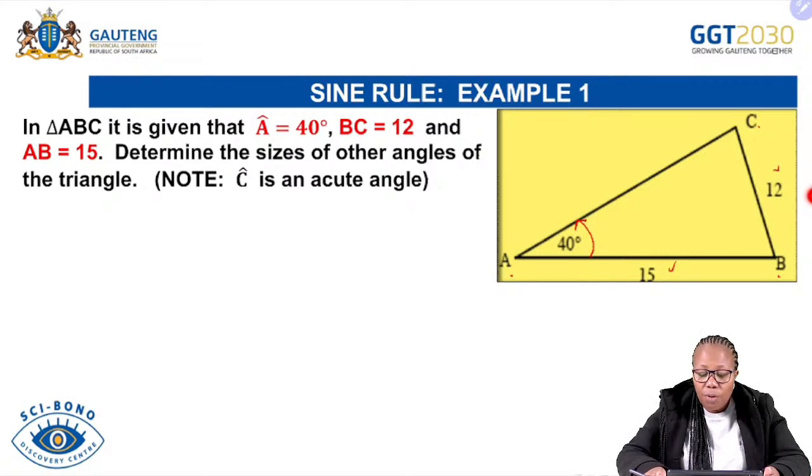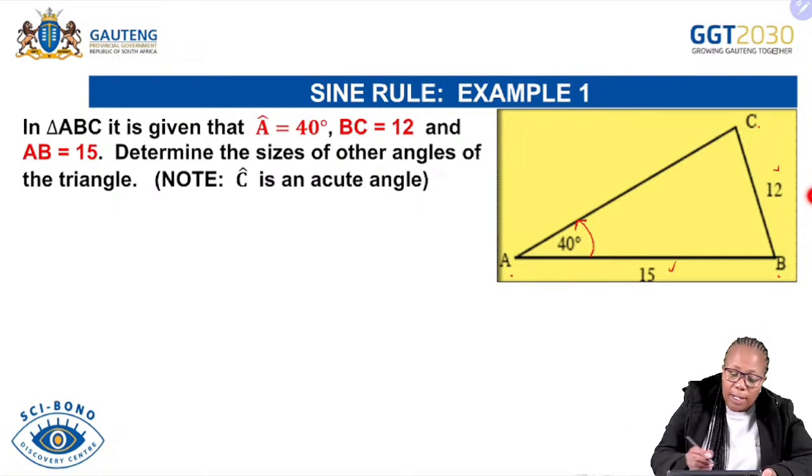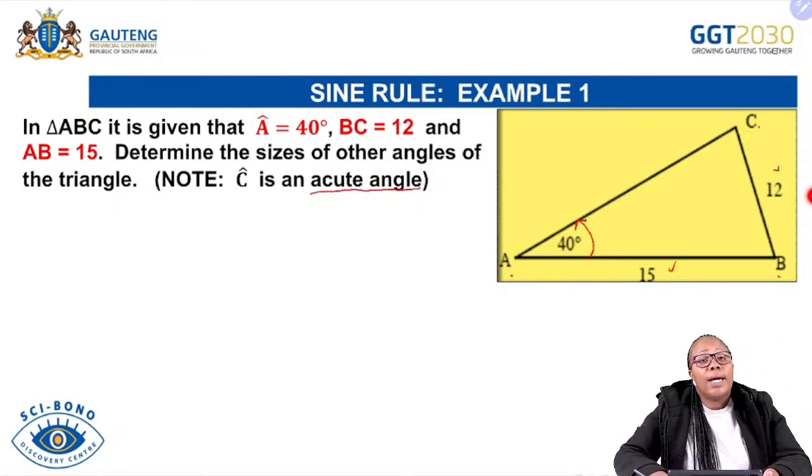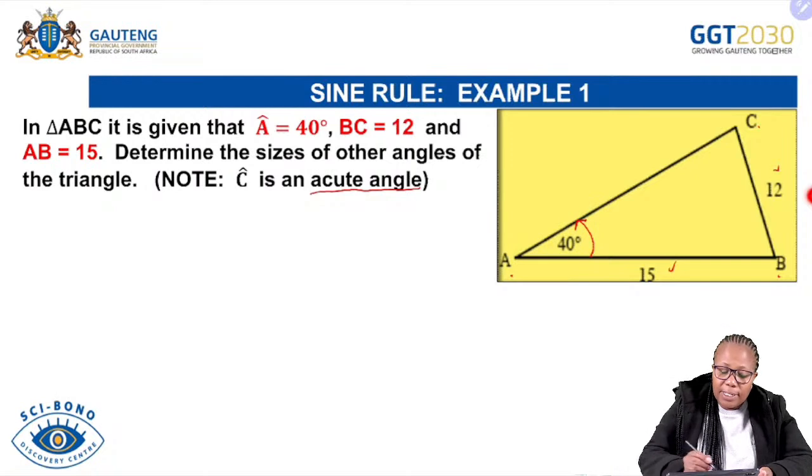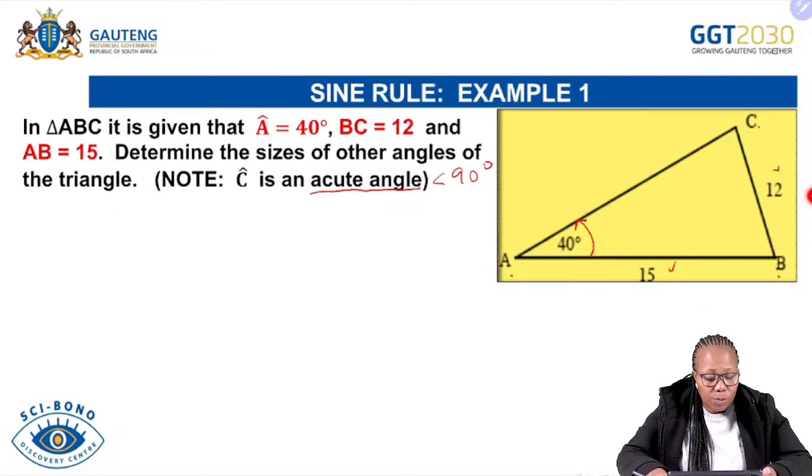Hence, we are given only one angle, A, which is 40. So you need to find angle B and also angle C according to this particular question. And then keep in mind, note that C is an acute angle. When we talk about an acute angle, grade 12, we are talking about an angle that is less than 90 degrees. An acute angle is an angle that is less than 90 degrees. That is what they mean by acute there.